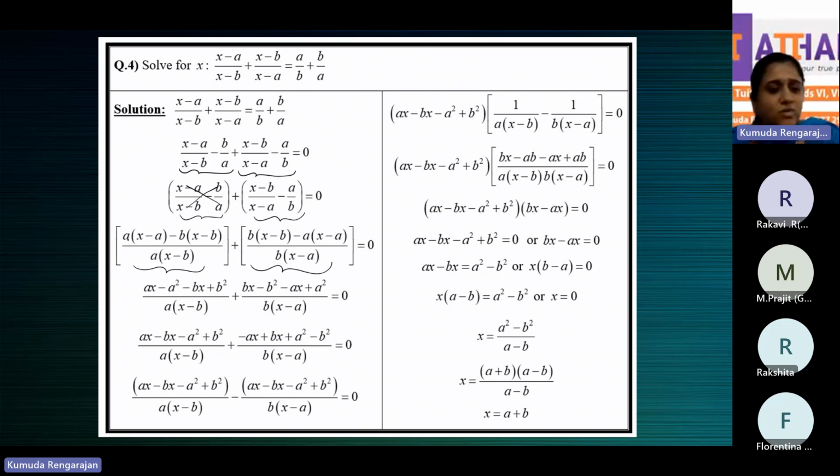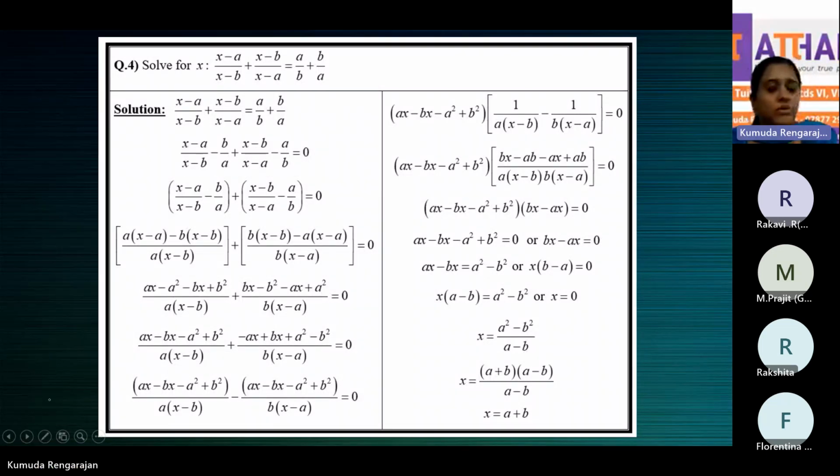Then you open up the bracket in the numerator. After taking the LCM, here in the numerator, open up the bracket, so you get all these terms. And then again, look at the terms very carefully. Ax, a square, bx, b square. We have almost the same thing. See here, ax, bx, a square, b square. So it's almost the same.